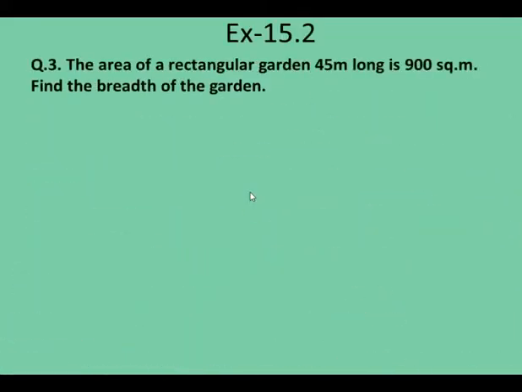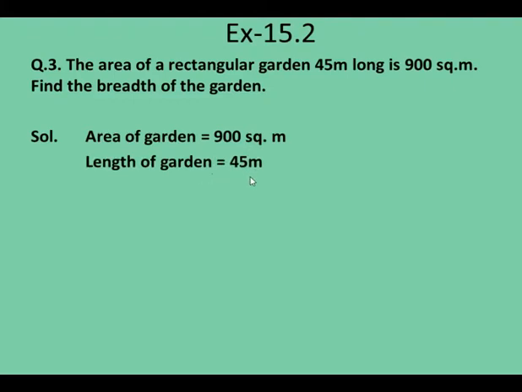Then we are having question number 3. The area of a rectangular garden 45 meter long is 900 square meter. Means length is 45 meter and its area is 900 square meter. We have to find the breadth. So area is given 900 square meters and length is 45 meter. So for breadth we will take the formula area upon length. If you have to find the breadth of a rectangular figure, it will be area upon length. So 900 divided by 45 and we get 20 meters. Okay.